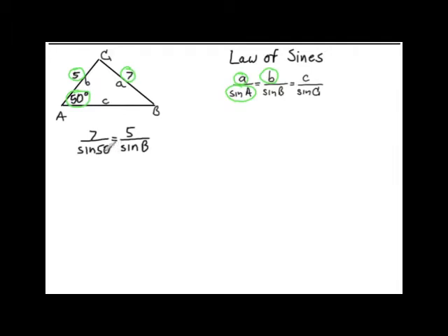So now I can solve this. So we solve a ratio problem like this by cross multiplying, remembering that sine of B is like a variable. So if this was like an x. So I cross multiply 7 times the sine of B equals 5 times the sine of 50.